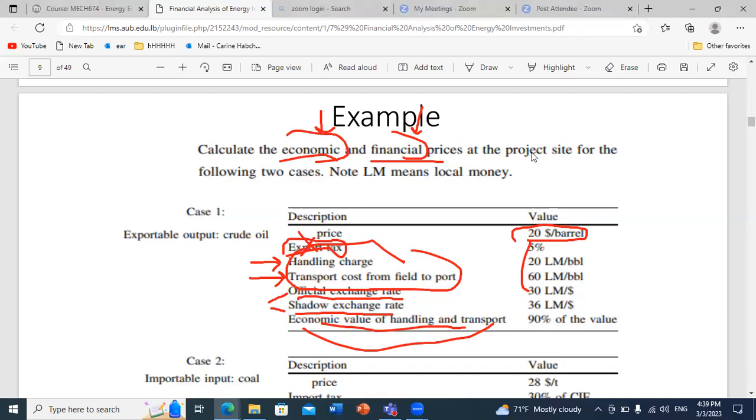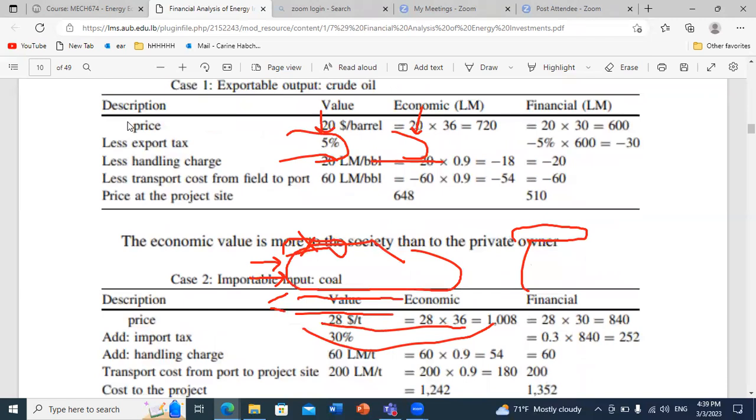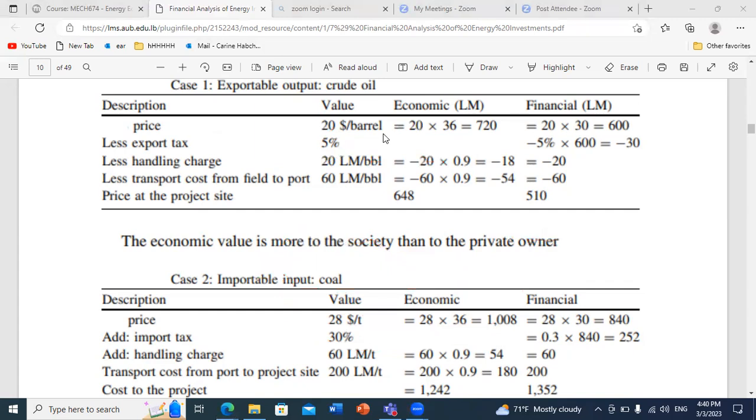Okay, so let us see now in detail how we'll account for all of these costs. We can do a small table and describe each cost: what is the cost that should be taken in the case of economic analysis and in the case of financial analysis. LM is for local money. And you have the exchange rate, which lets you go from one currency to the other. Here we have first the price. We said the price is $20 per barrel. This is the value of the price.